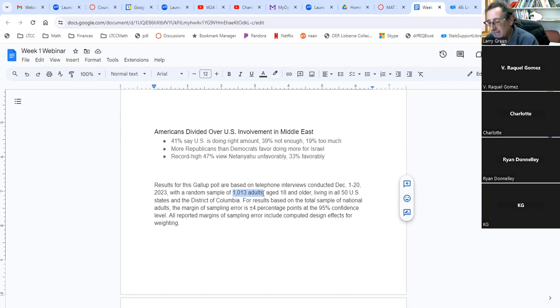And that's not true because of voluntary response bias, which means you get to choose whether or not to be part of the survey. Any questions on that? Okay.